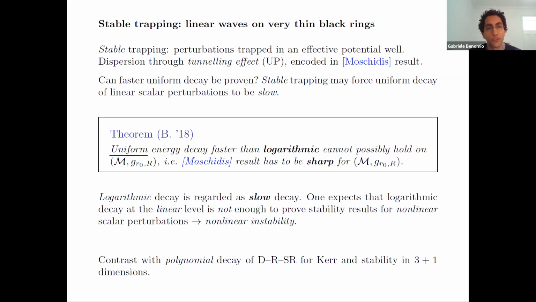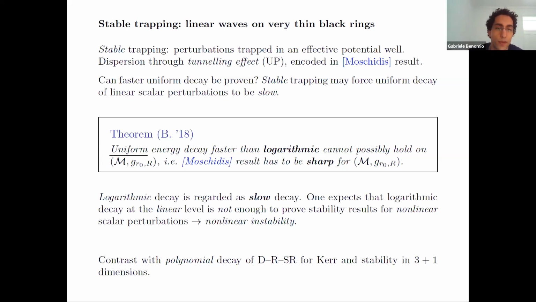But this general result by Moschidis leaves open the question of whether faster decay can be proven on black ring spacetimes, so whether stable trapping may force uniform energy decay of linear waves to be slow. The main result of the talk that I've proven precisely states that the decay of linear waves on very thin black rings has to be slow, and this slow decay is precisely related to the presence of stable trapping. So let me state the theorem.